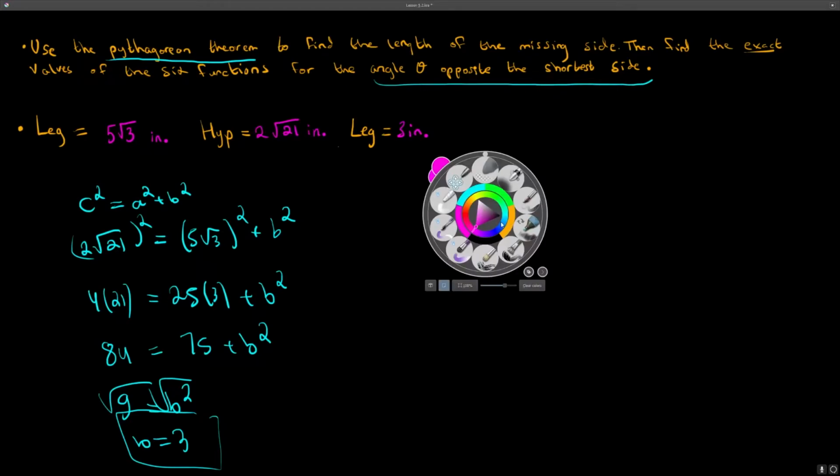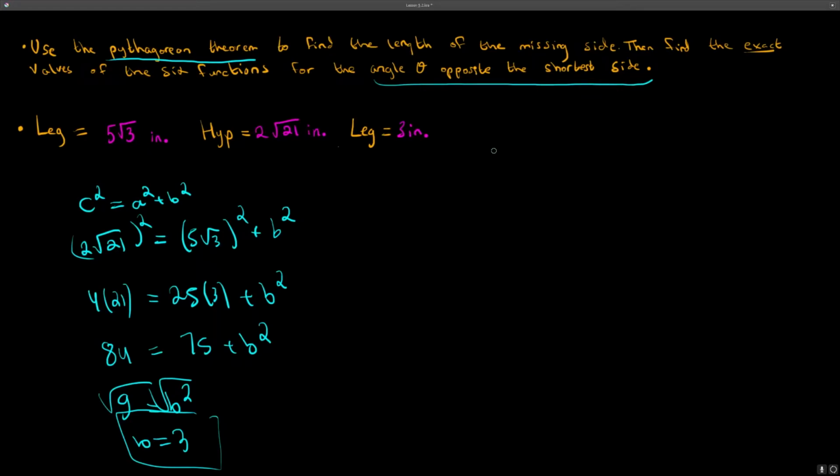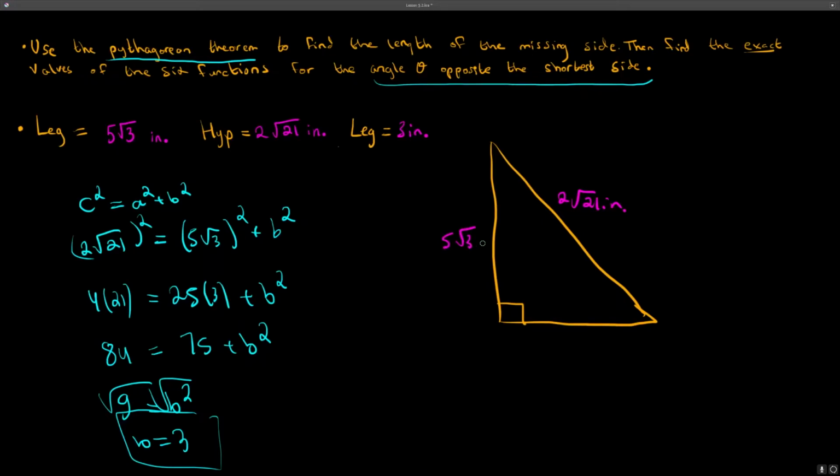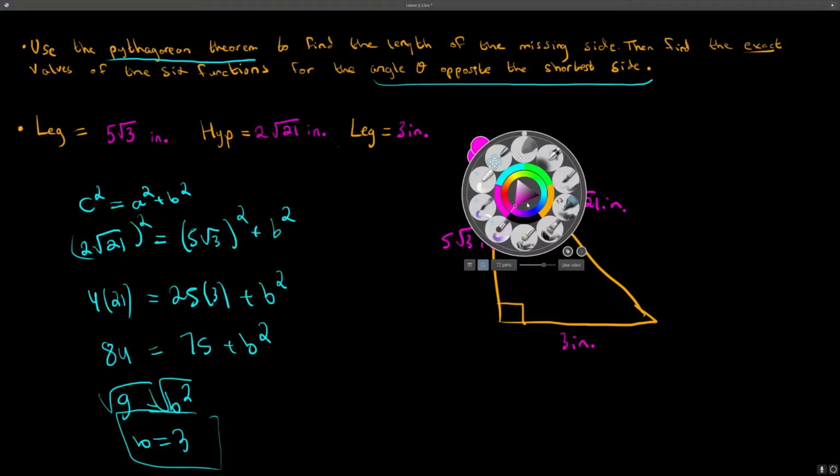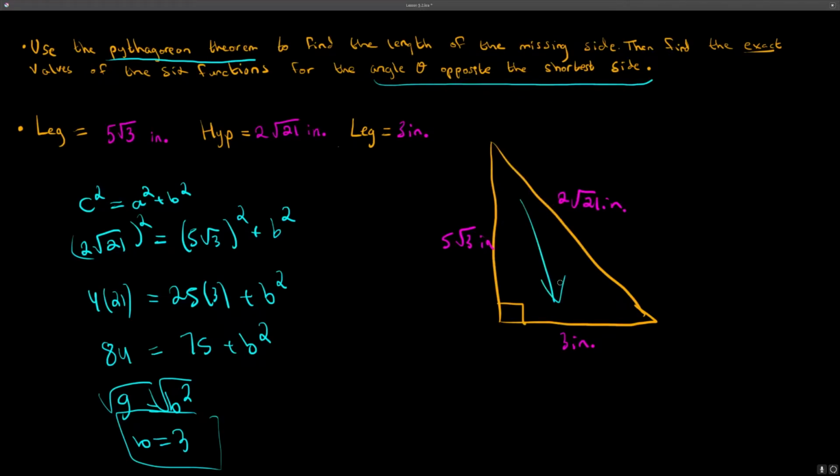So you have 2 legs and 1 hypotenuse. So we can draw this triangle if you want. We have hypotenuse 2 radical 21 inch, leg 5 radical 3 inch, I guess we'll make it more accurate, and then 3 inch here. Now, where would the angle be? The shortest side is here, so the angle should be opposite to it. Now we want to find all the 6 functions. So we can quickly do that.